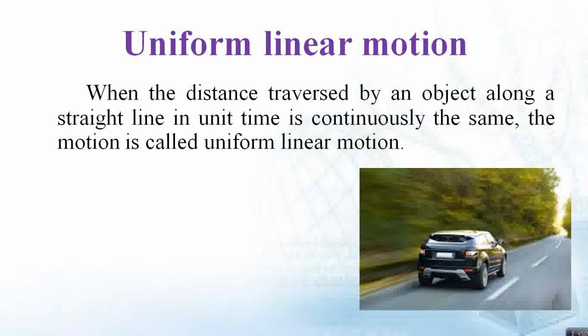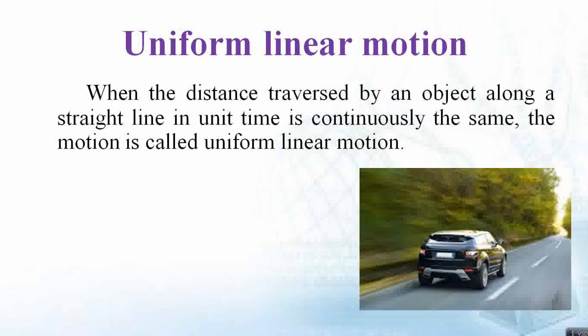Uniform linear motion is when the distance traversed by an object along a straight line in unit time is continuously the same. The motion is called uniform linear motion. We understand from the word that it is a linear motion, so the object will be moving in a straight line. Uniform here means the object traveling a certain distance in a unit time will always be the same.